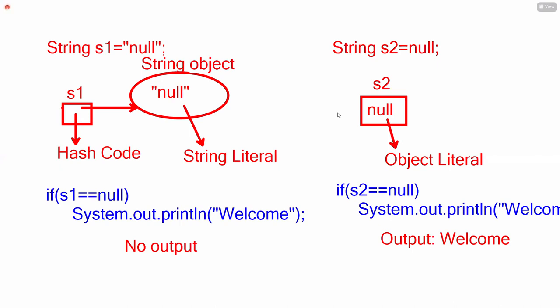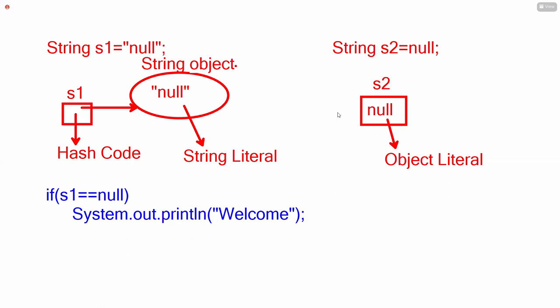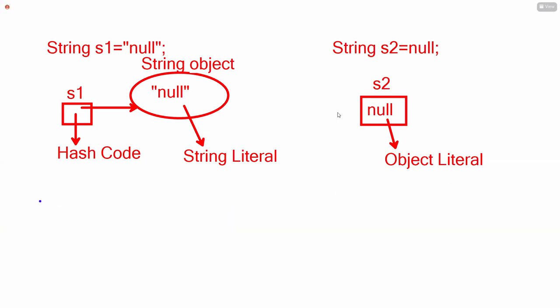Is it over? Here, what does S1 contain? Hash code double equal to null. That's why no output. Here, what does S2 contain? Null double equal to null. True. That's why welcome. Is it clear? Now one more. Is it clear? Writing is over.